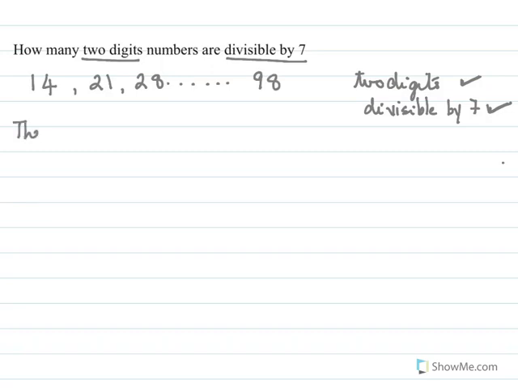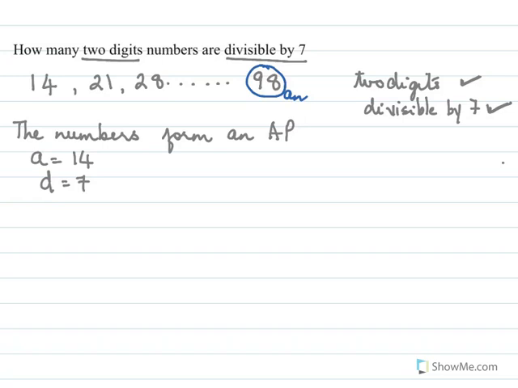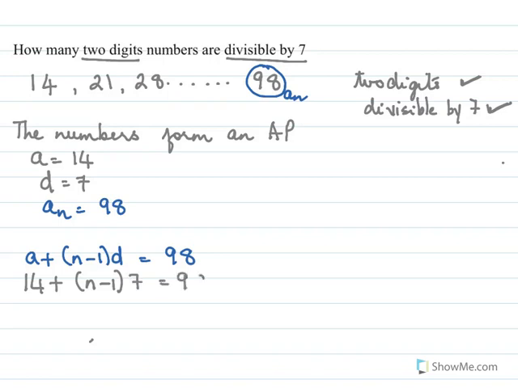So we can write the numbers, they form an AP, where we see A equal to 14, D equal to 7, and this last term 98 is AN. AN equal to 98. So AN is A plus (N minus 1)D equal to 98. So 14 plus (N minus 1), D is 7, equal to 98. So 14 plus 7n minus 7 equal to 98. So here I have 14 minus 7 plus 7n equal to 98.